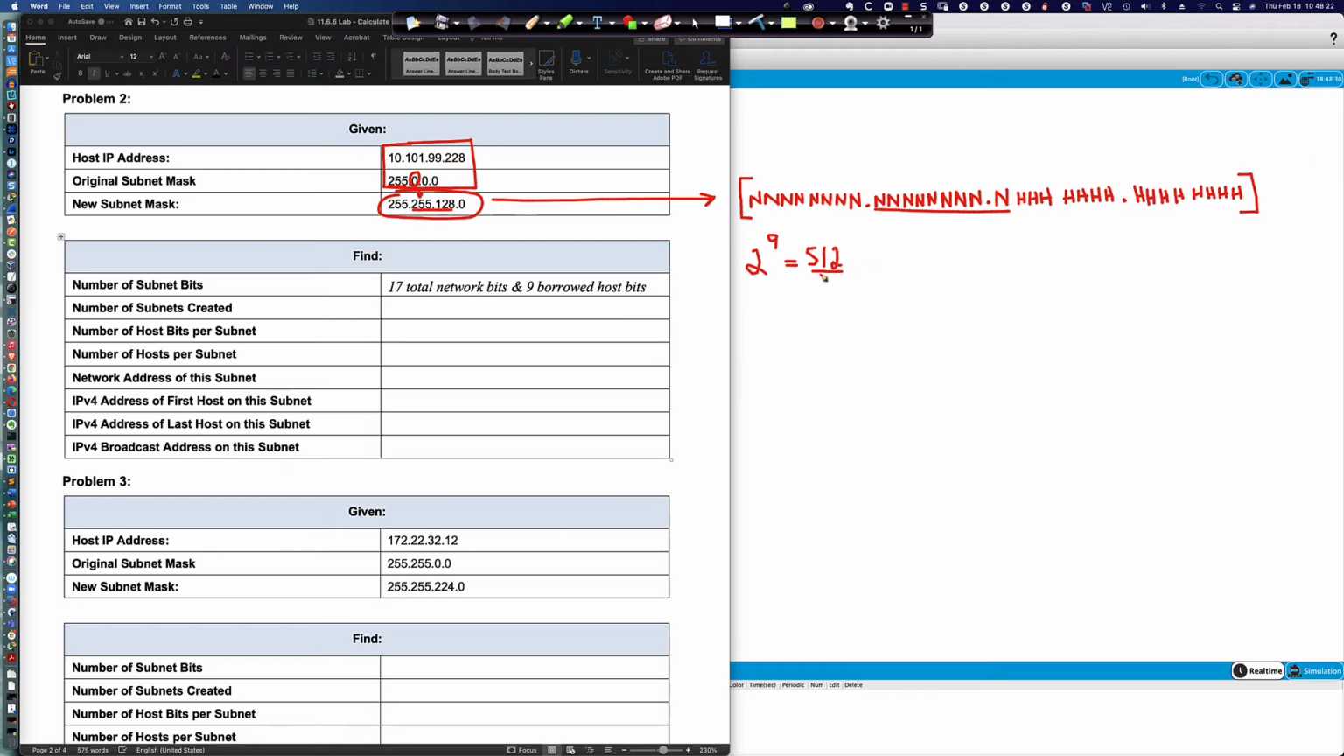Now, figuring out what those subnets are, this is where we might run into a little bit of a challenge here. But let's address the number of host bits per subnet. Well, you can see right here, we list out the number of host bits, and it's 8, and then these 7, so 15 total host bits.